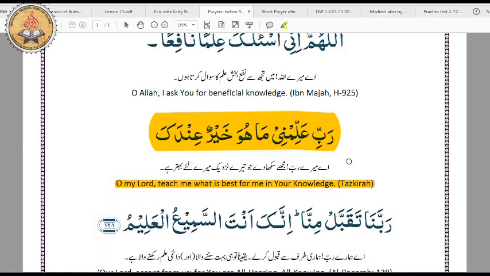So we're going to start with our prayer for today, our fourth prayer. A'udhu billahi minash shaitanir rajeem. Bismillahir rahmanir rahim. Would you like to recite yourself? Yes. Beautiful recitation. Well done. Rabbi allimni ma huwa khairun indaka. Excellent. And the translation? Oh my Lord, teach me what is best for me in your knowledge. Excellent. Jazakumullah. Thank you so much for your help, and we will call you again later in the lesson.